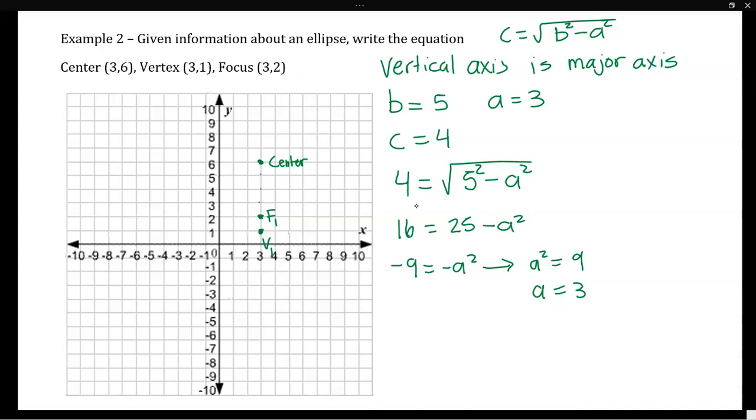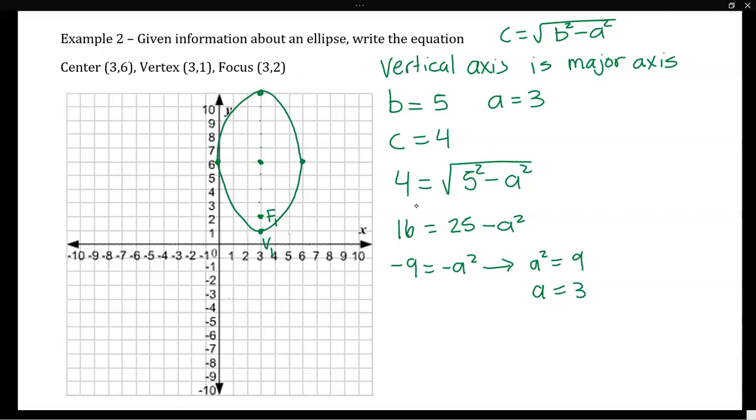So a equals 3. So from the center, now we can erase this. We're going to go right 3. If we wanted to draw this, we're going to go right 3, and we're going to go left 3. So we end up here. And then from the center, we can also go up 5. So 1, 2, 3, 4, 5. And if we draw our ellipse, we would get something like that.